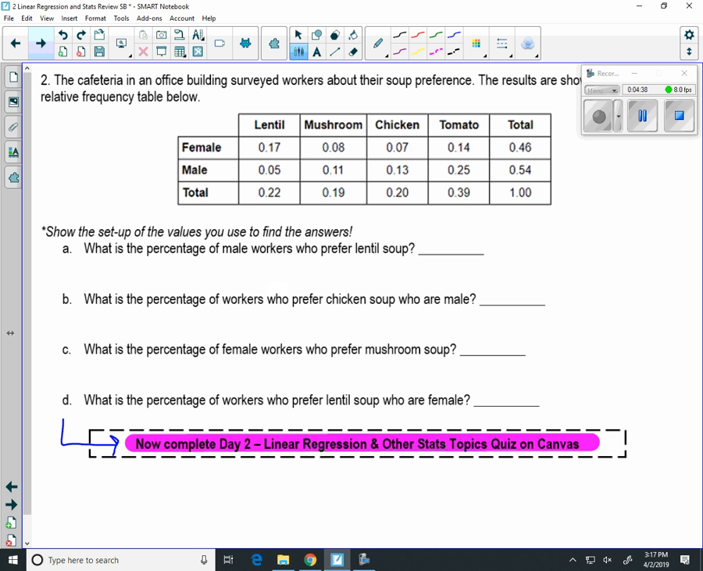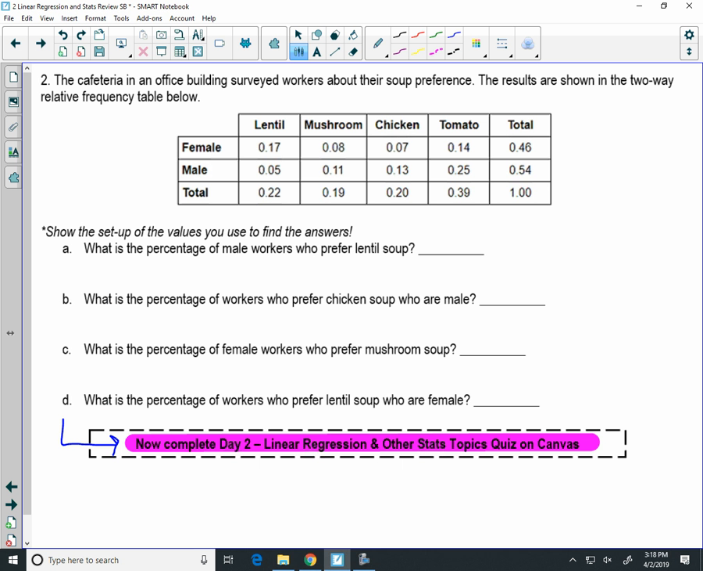Last frequency table. This is a different kind of frequency table. This is a relative frequency table. These are all percentages in decimal form. So what we're going to do here is just use these, and we can use them the same way that we used those totals that we had.